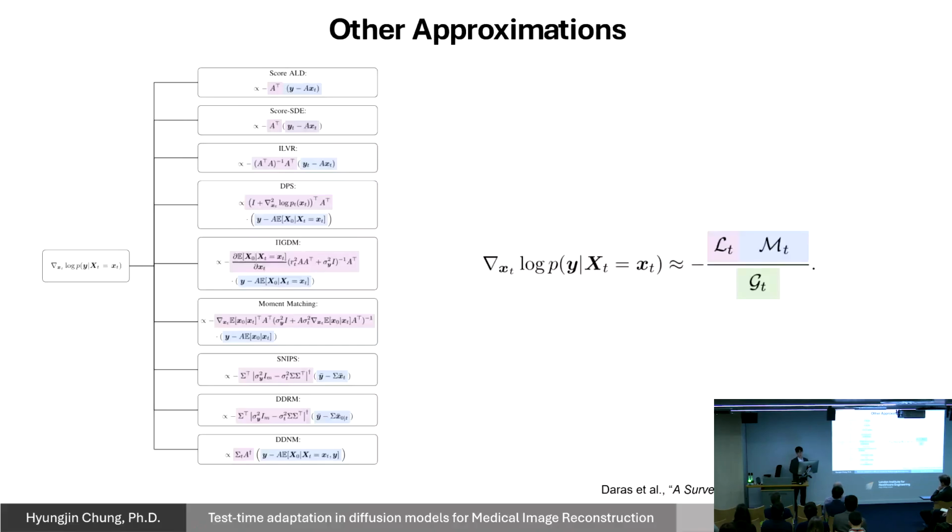I've discussed several methods for solving inverse problems with diffusion models, but it's important to note that most of the diffusion model-based inverse problem solvers out there in the literature can be seen as some form of explicit approximations to the conditional score function.